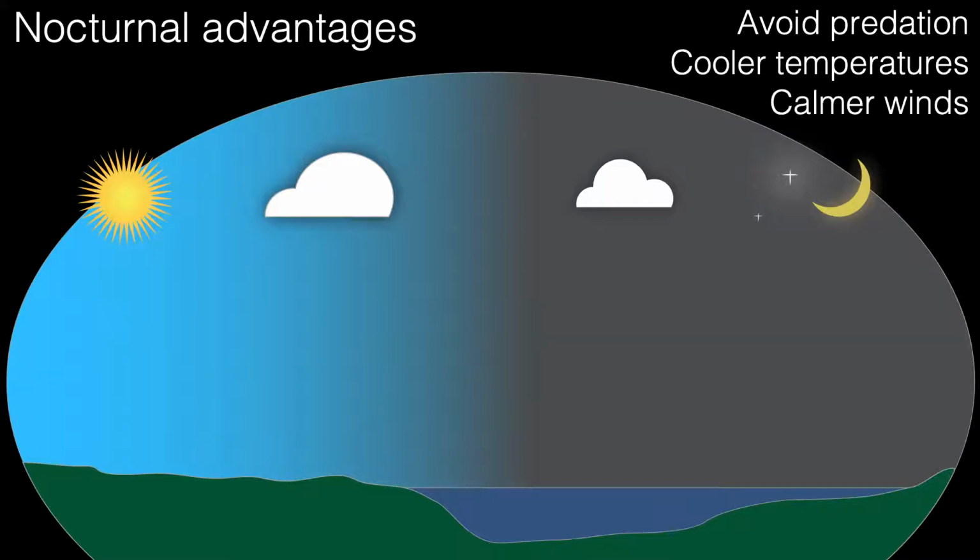However, the last one here, calmer winds, is likely the strongest driver, at least probably in evolutionary time, of why birds migrate at night. So I'll just show this in this visual here. As the sun rises, we start to get heating of the surface of the earth. That heat from the sun starts to mix the atmosphere. So winds tend to be stronger as you get further from the surface of the earth.